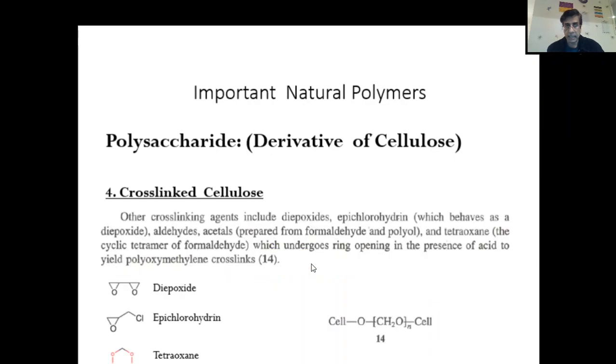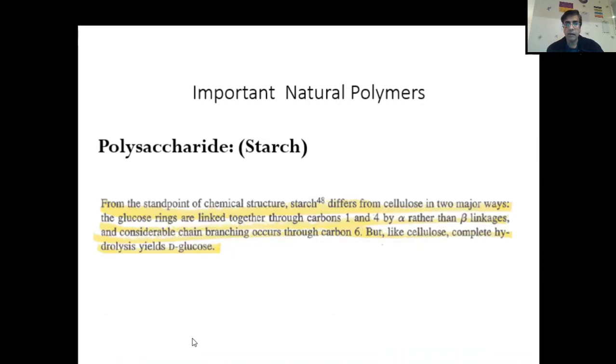Other cross-linking agents are these, the other cross-linking agents that can also be used. So you can read about this, how they will be utilized. Okay, and the main purpose is just to create a cross-linking. Okay, now starch. Cellulose and starch are pretty much identical, but the difference is that they have alpha 1,4 linkage, not beta 1,4 linkage.